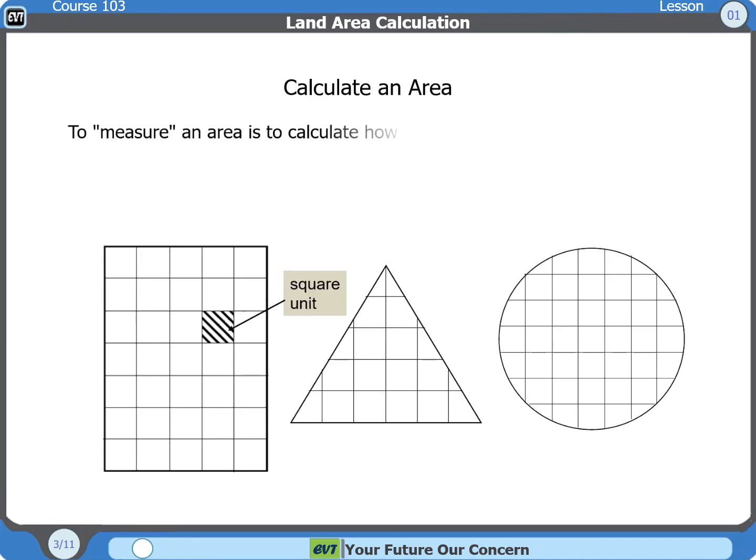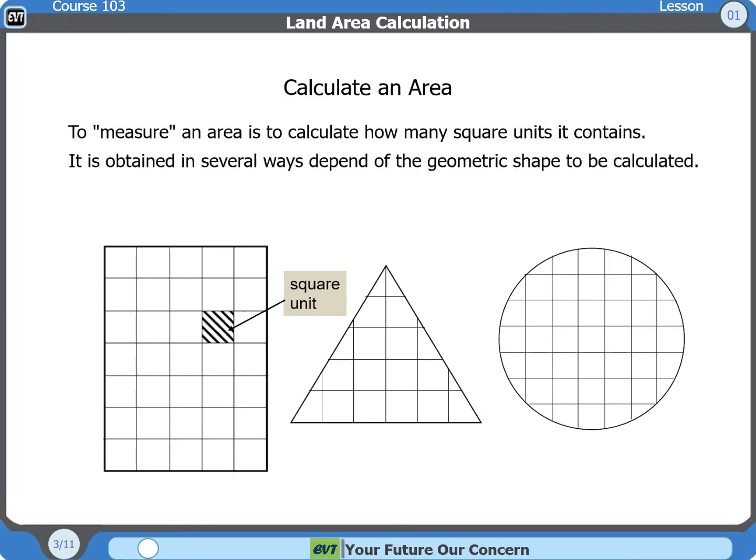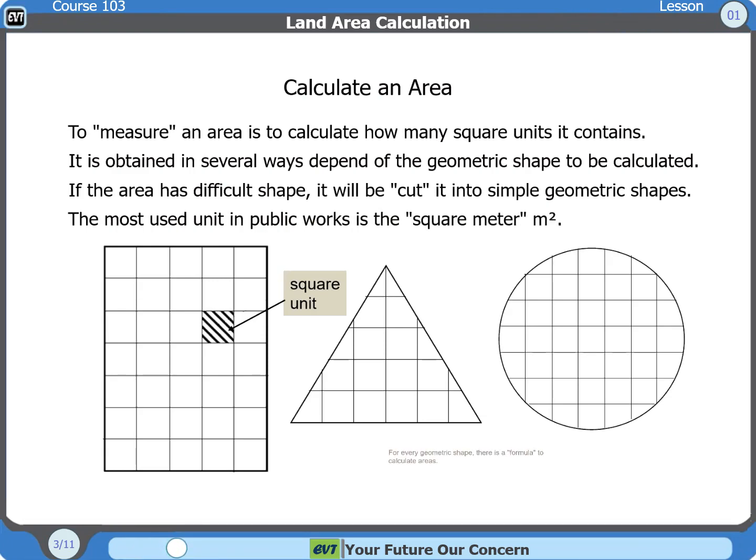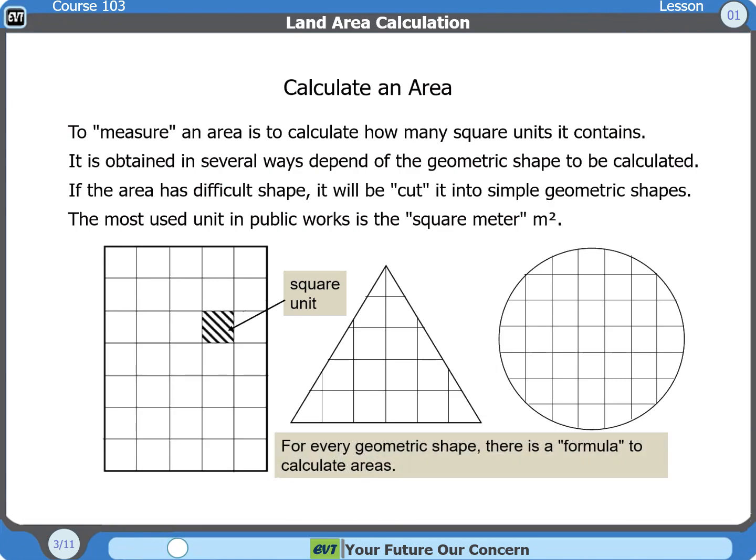To measure an area is to calculate how many square units it contains. It is obtained in several ways, depending on the geometric shape to be calculated. If the area has a difficult shape, it will be cut into simple geometric shapes. The most used unit in public works is the square meter. For every geometric shape, there is a formula to calculate areas.